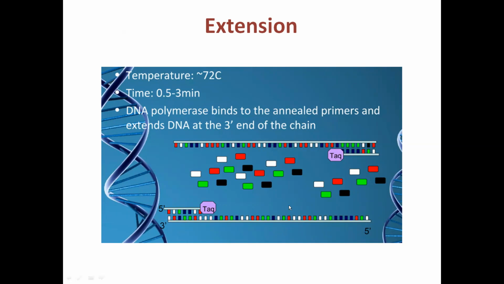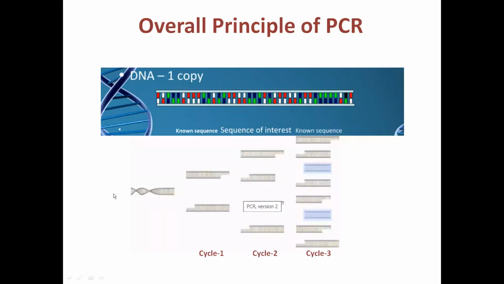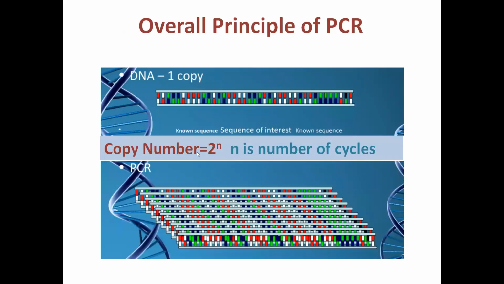This process, the denaturation, the annealing, and the extension, repeats with time in the PCR. So this is cycle 1, the 3 steps. It is done only once. From the 1 copy, you get 2 copies. In cycle 2, the 2 copies both act as the template, so we get 4 copies. In cycle 3, we get 8 copies. Similarly, in case of n number of cycles, the total number of copies is 2 to the power n. So the overall principle of the PCR: here we have 1 copy of DNA, and we make several copies, so we can do several tests.